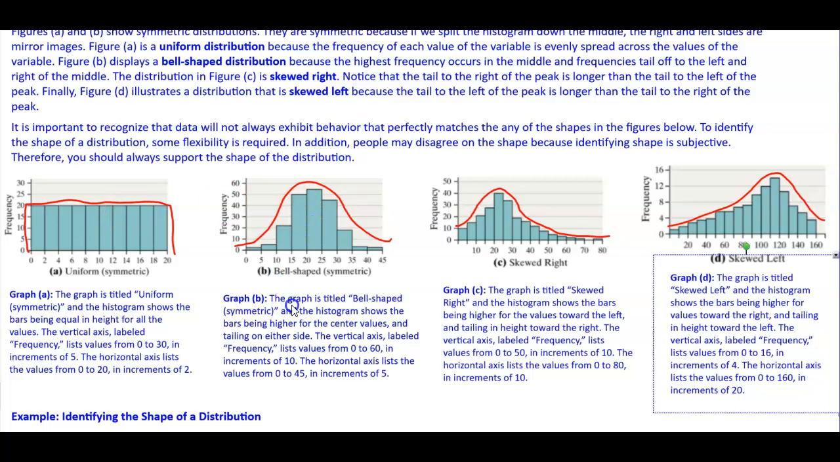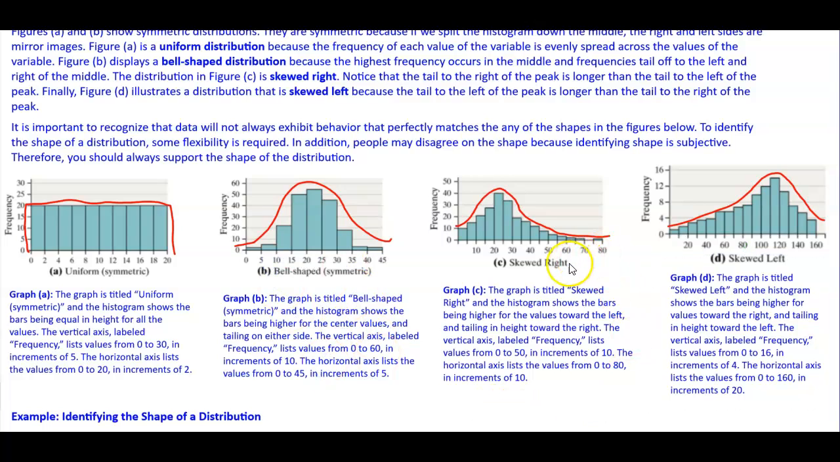For graph B, the graph is titled bell-shaped symmetric, and the histogram shows the bars being higher for the center values and tailing on either side. The vertical axis labeled frequency lists values from 0 to 60, in increments of 10. And the horizontal axis lists the values from 0 to 45, in increments of 5.